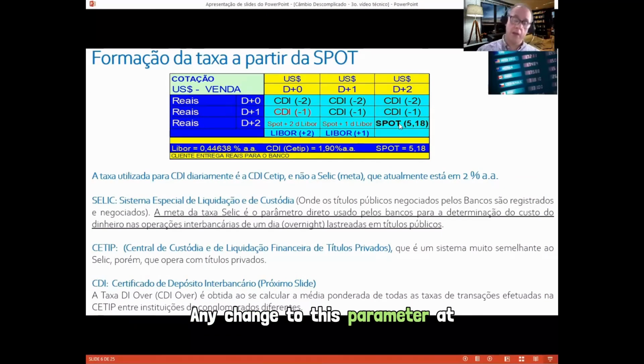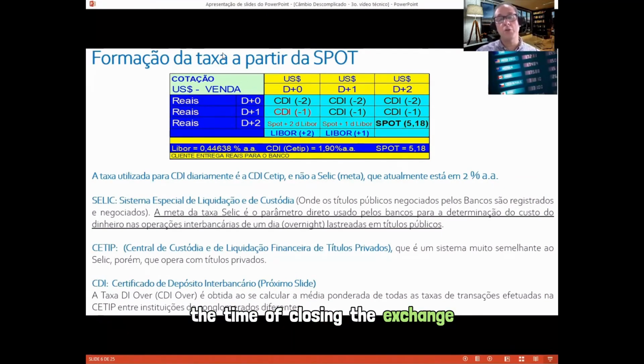Any change to this parameter at the time of closing the exchange will affect the cost price of the rate. For example, here it's 5.18 for delivery of reais on D2 and currency on D2. In other words, I, as the bank, receive the client's reais on D2, and I also send D2 to the foreign country. Suppose the transaction is closed on a Friday. By Tuesday, I should receive the reais and also send the dollars abroad, right?